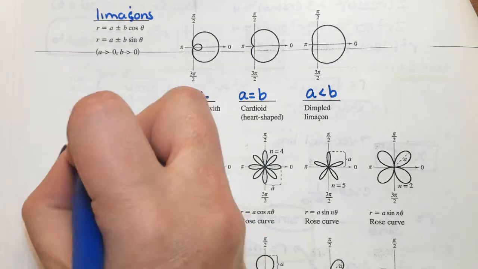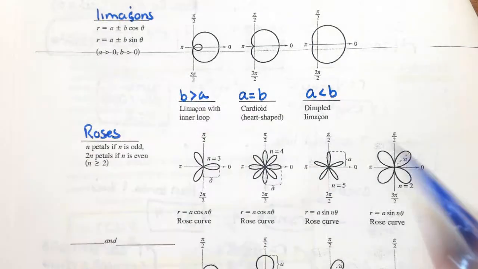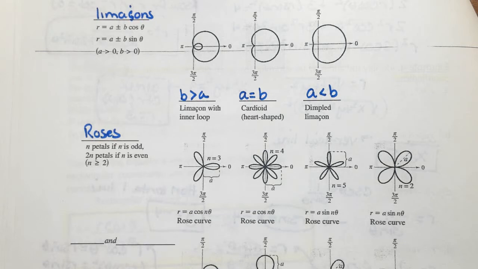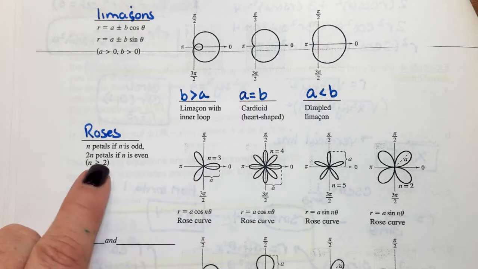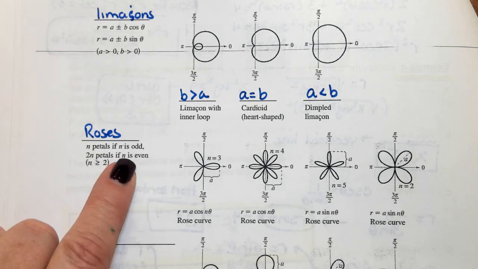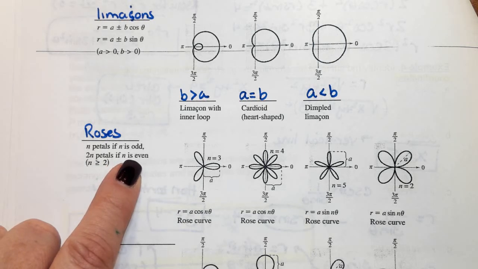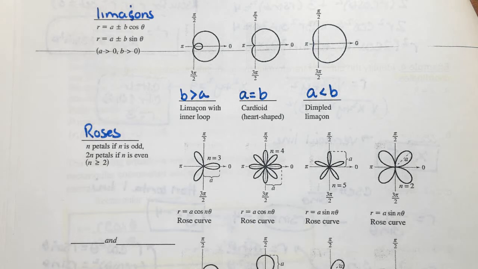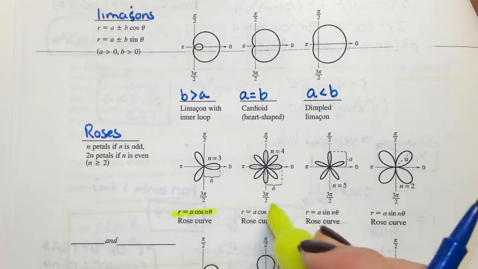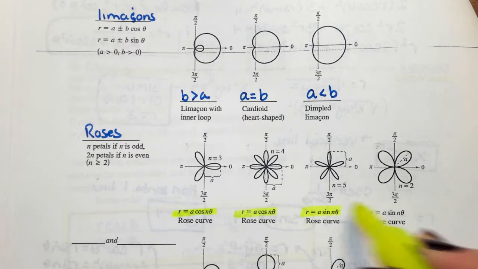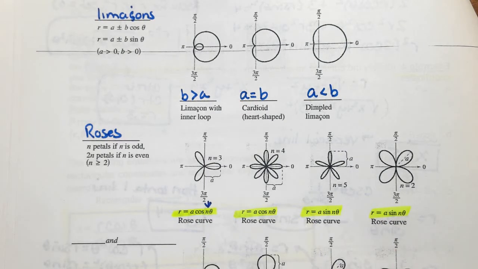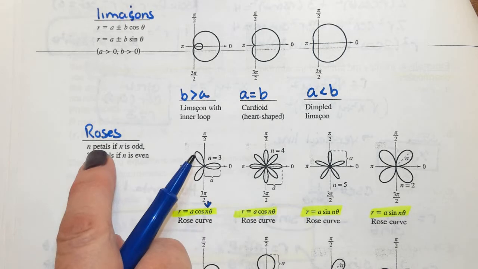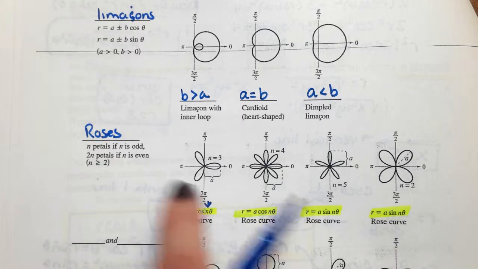You also have your roses. Whatever the coefficient is, that's how many petals you're going to have. It'll have double the number of petals if the coefficient in front of your theta is even. So again, here's your standard form of what your rose equations are going to look like. It could be in terms of sine or cosine. So you can look at this coefficient n and decide how many petals there are. If n is an odd number, it's equal to the number of petals. If it's an even number, it'll double.